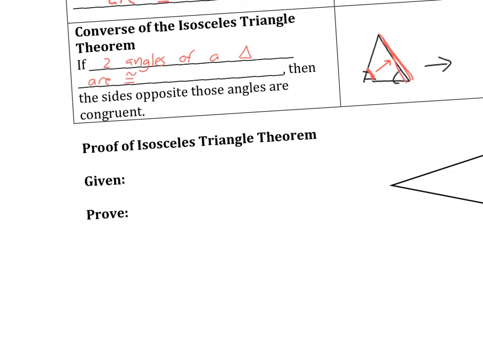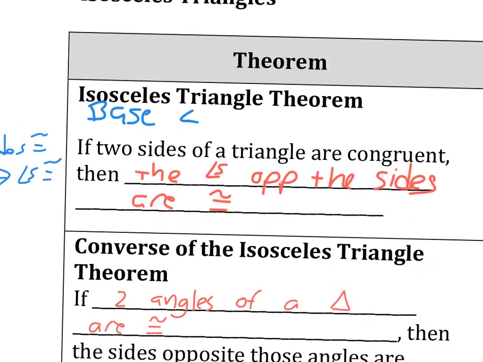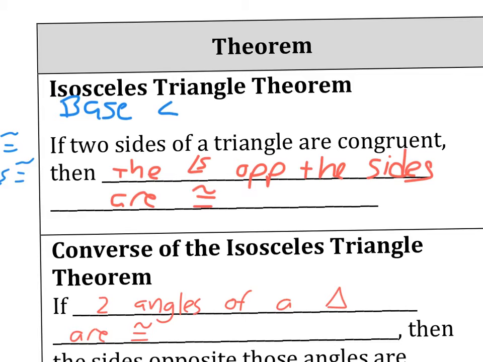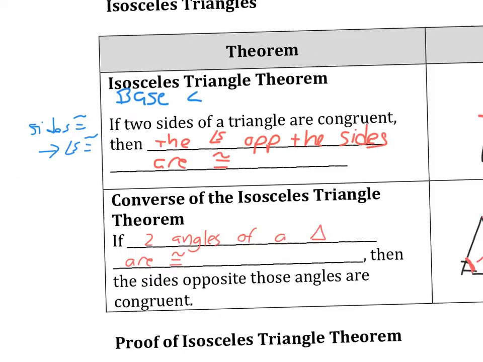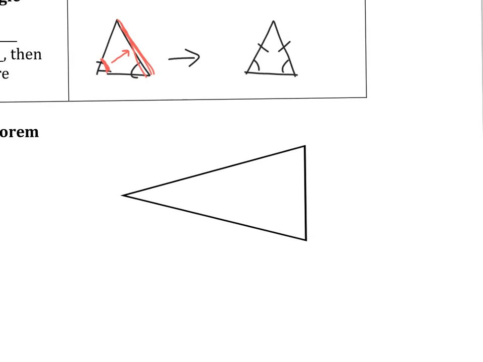So if I were to prove the theorem, let's see how we set it up. Remember that the given is the hypothesis. So we're going to prove this theorem right here. If two sides of a triangle are congruent. So the given information is the sides are congruent. So before I do that, I need to have some letters over here.